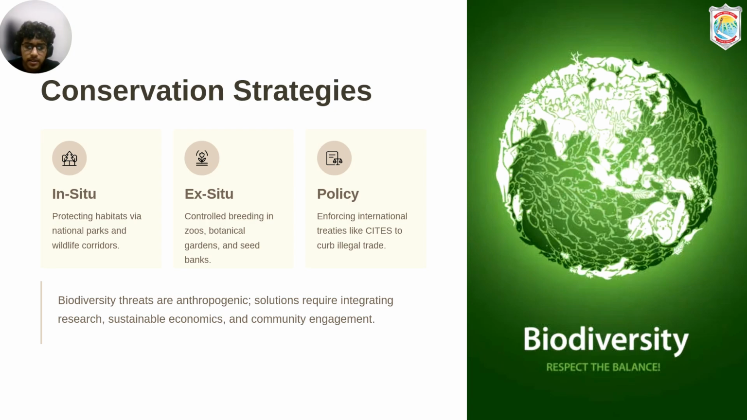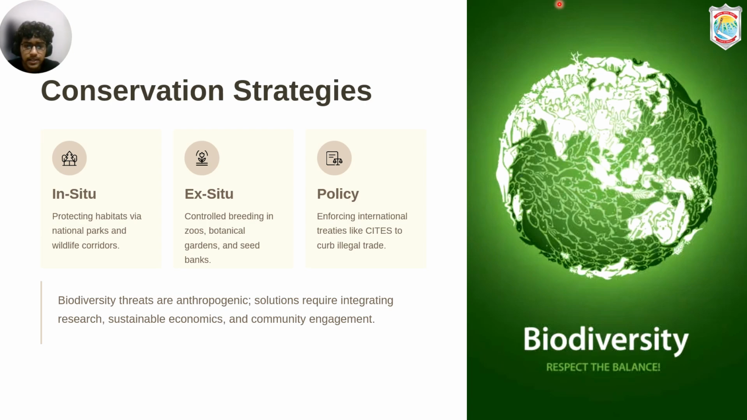One of the coordinated conservation strategies includes in situ conservation, which focuses on protecting habitats in their natural environments via national parks and wildlife corridors. Another method can be ex situ conservation, which involves controlled breeding efforts outside of natural habitats in places like zoos, botanical gardens, and seed banks. This can be useful in protecting organisms which are severely endangered, and it is riskier for them to survive in the natural wild. Strong policy is equally critical.